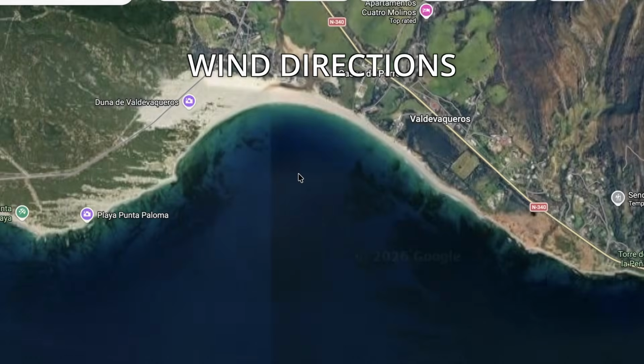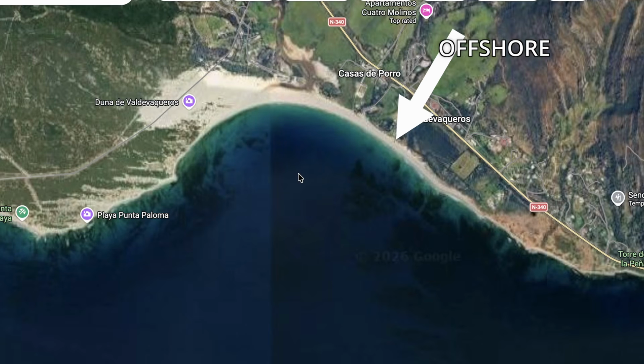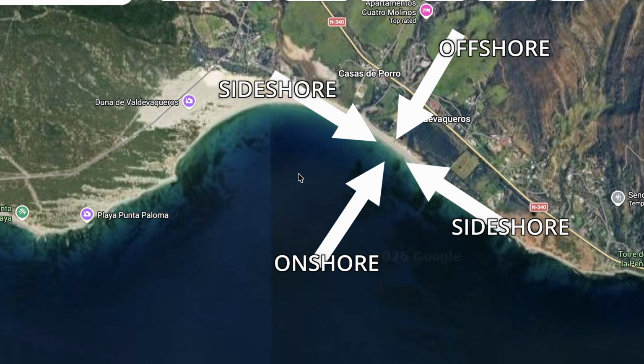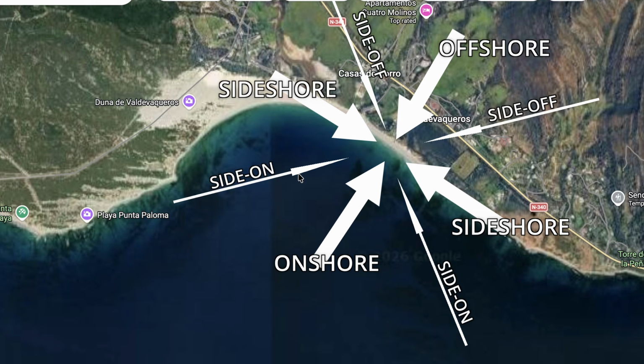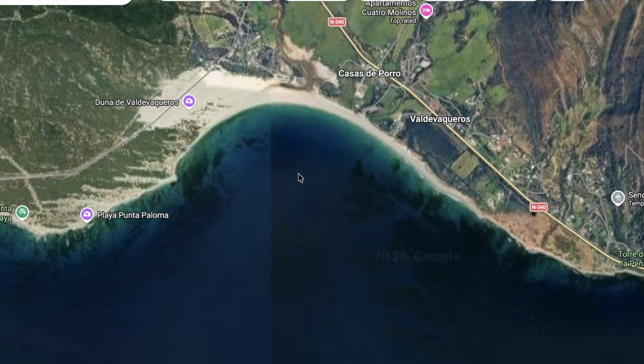To talk about the wind direction with respect to the beach, we say it's offshore wind when it's blowing from the land towards the sea, onshore when it's like this, and sideshore when it's like this. The diagonal directions are just called side-on or side-off. The wind direction with respect to the shore is important to us because it tells us a few things.